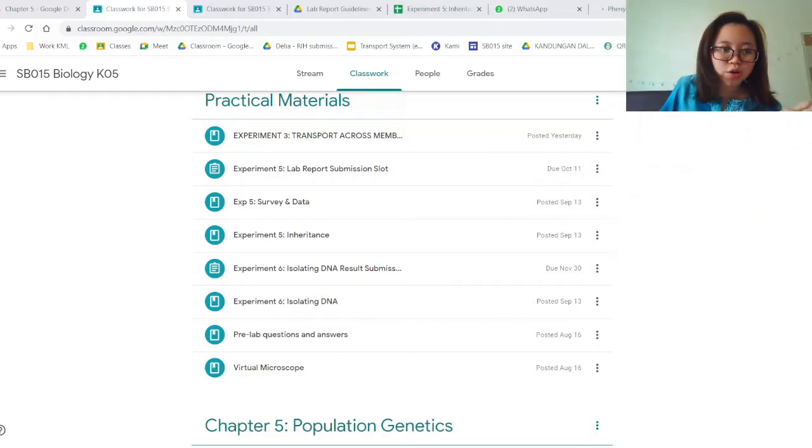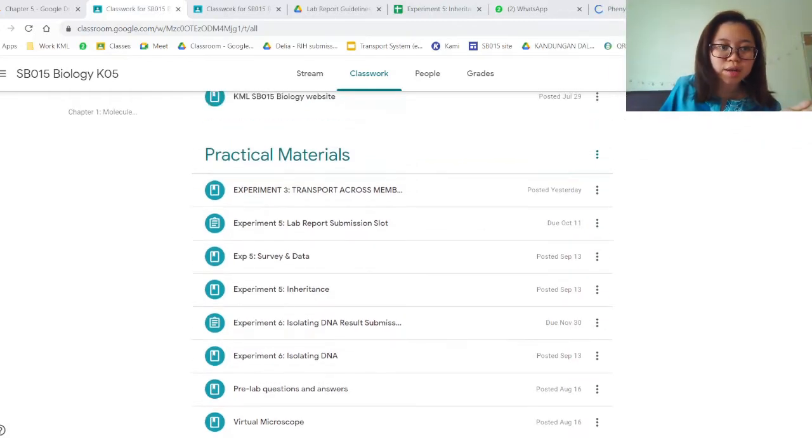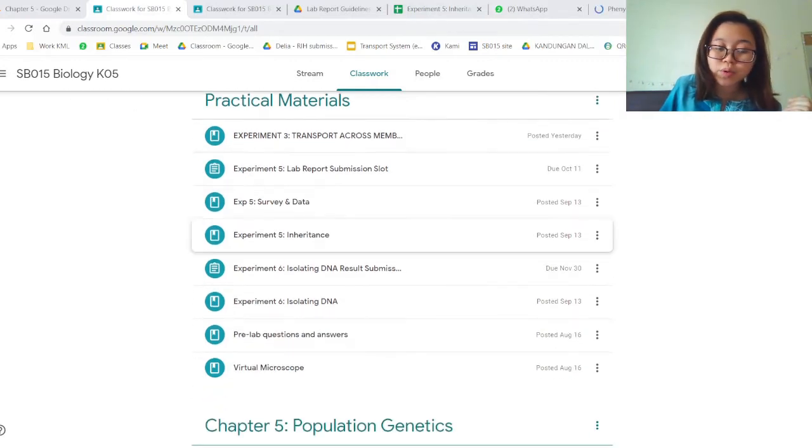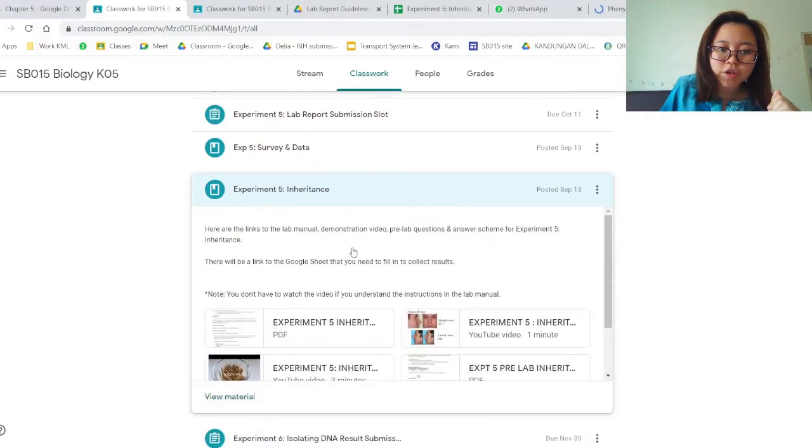So this is what your Google Classroom should look like now. Kita pinjam Google Classroom untuk K05, okay? So under the practical materials tab, you should be able to see all these materials that I've got laid out. And we will be focusing in this video on experiment 5 inheritance.